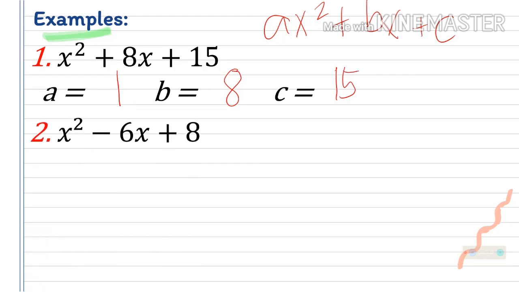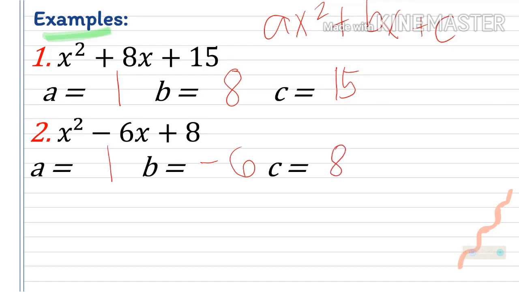How about the second example? We have here x squared minus 6x plus 8. What should be the values of a, b, and c? Again, a is equal to, correct, 1. Then the value of b, yes, you have to include the sign, so b is equal to negative 6. And then the value of c is correct, 8.